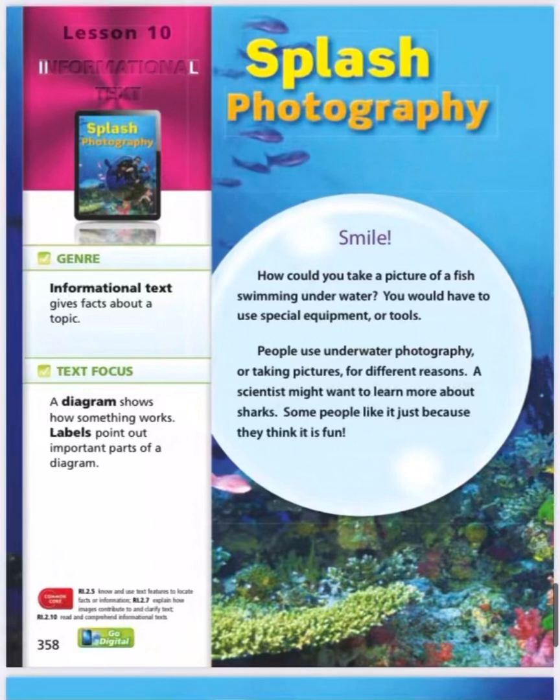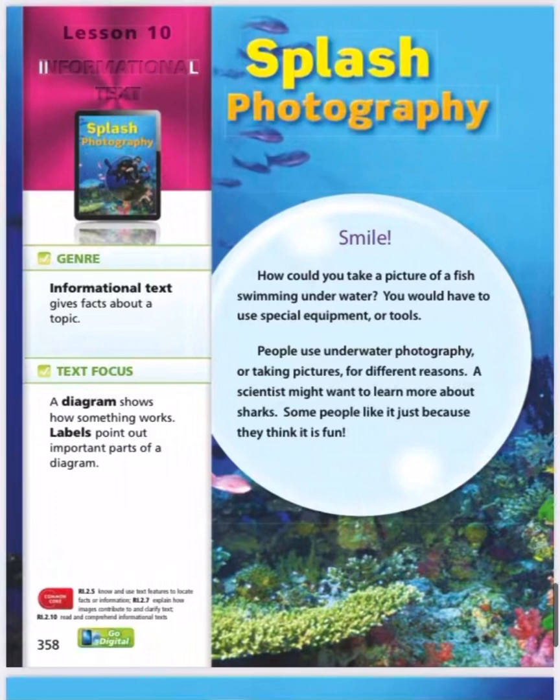Unit 2, Lesson 10. Informational text. Genre. Informational texts give facts about a topic. A diagram shows how something works. Labels point out important parts of a diagram.